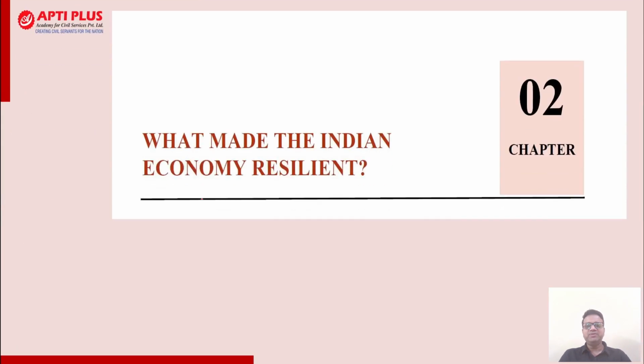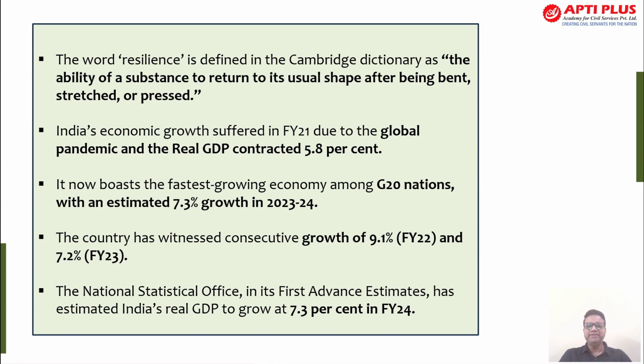Now, moving ahead with chapter number 2 that is there in this particular document that specifically talks about what made the Indian economy resilient and how the economy has performed well. So, starting with the first thing first, we'll go to the definition of resilience. अगर Cambridge University dictionary की बात करें, so it says that the word resilience means the ability to sustain the growth, to return to its usual shape after being bent, stretched, or pressed.